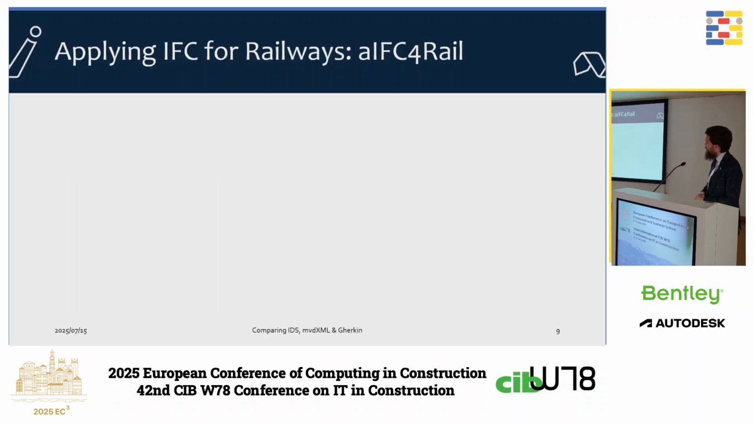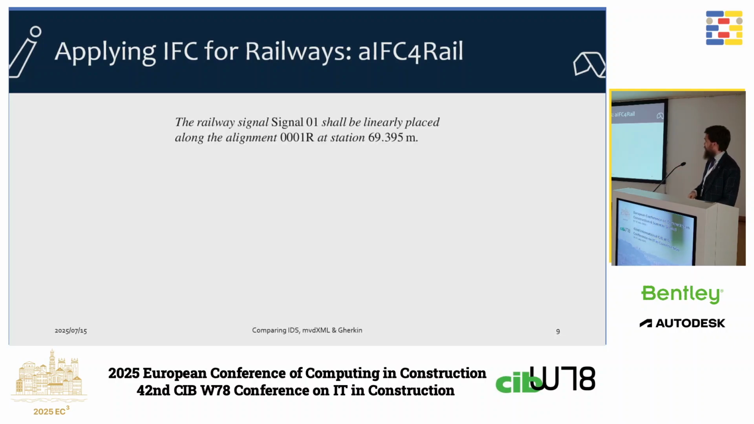We also had some examples from the Applying IFC for Railways project. It ran for the past 4 years. And one of them was, for example, hey, I have a railway signal that should be linearly placed on an alignment. The alignment is called 001R, and it should be at station 69.395 meters. That was a requirement. I believe it was the Swiss Railway that had this and said, I want to be able to convey this in an open data format.